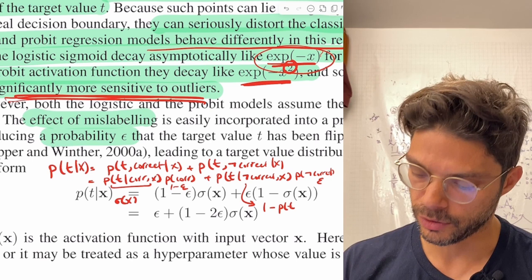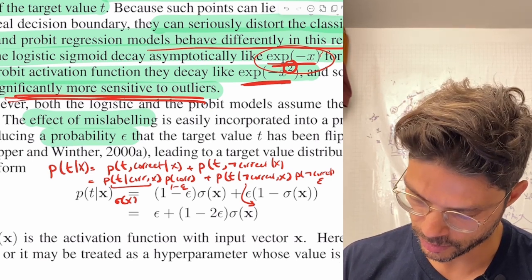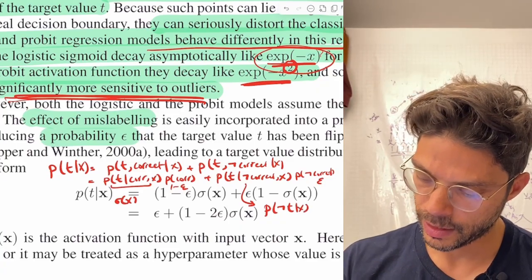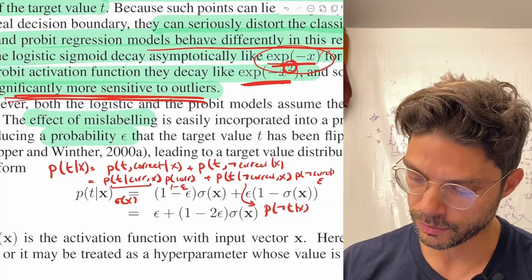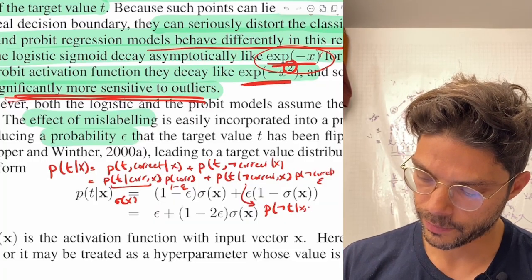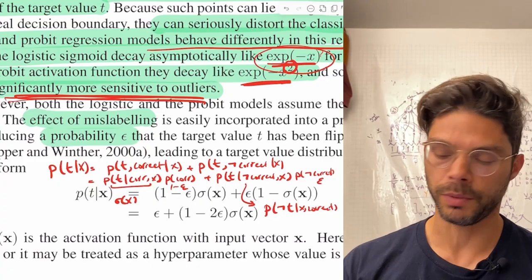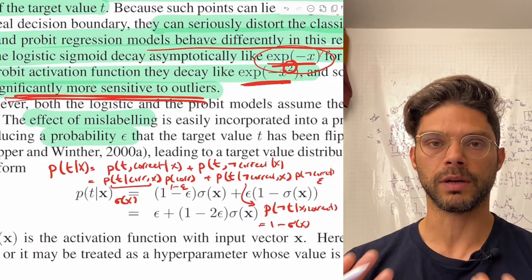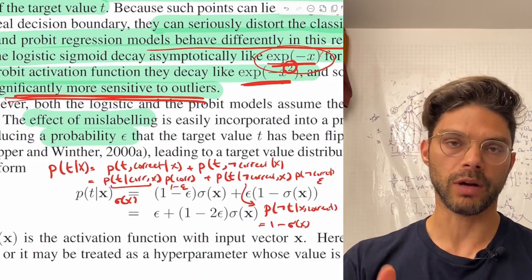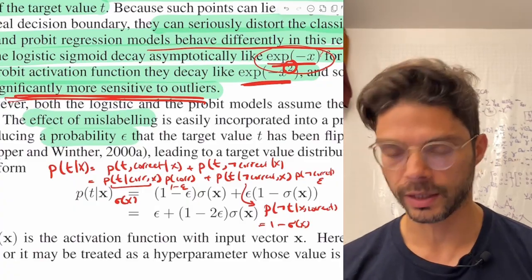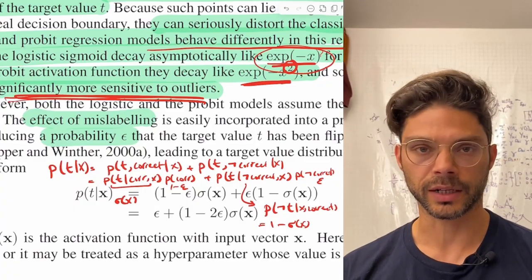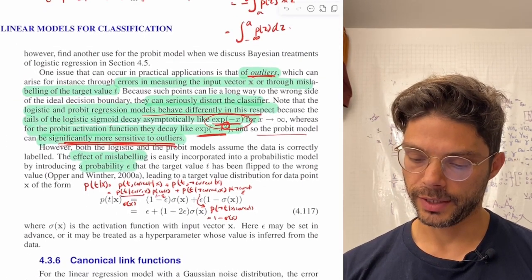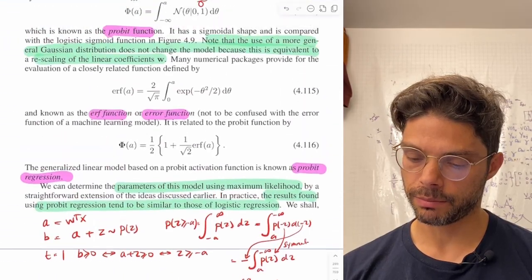Because this would actually be the probability of not t, right? Because you've got to flip it, and not t would be the correct value, and this would be 1 minus sigma of x, because normally sigma of x predicts the 1 value, not the 0 value. So anyway, just spelling that out in some detail, but I think it's relatively clear from those expressions. Cool. Okay, so I think that's all I wanted to say about probit regression.